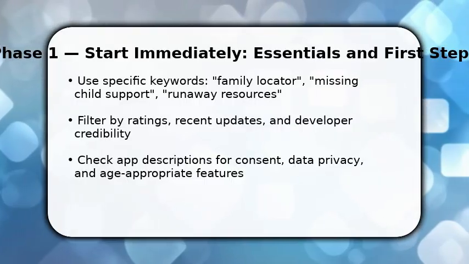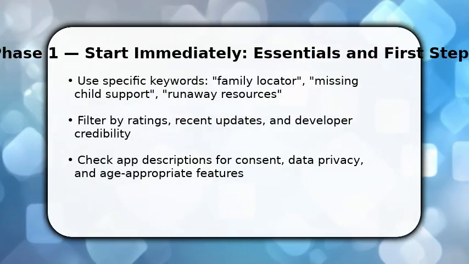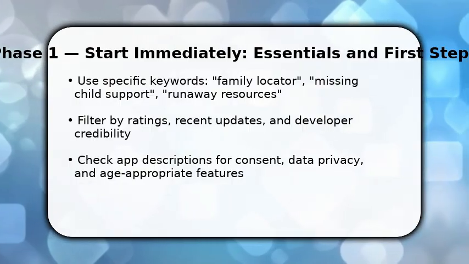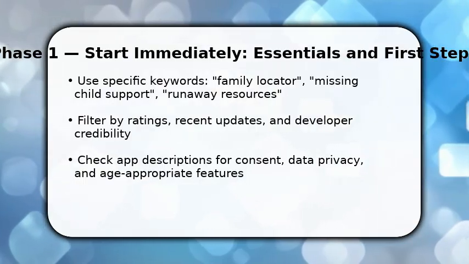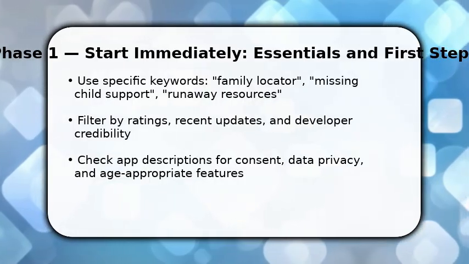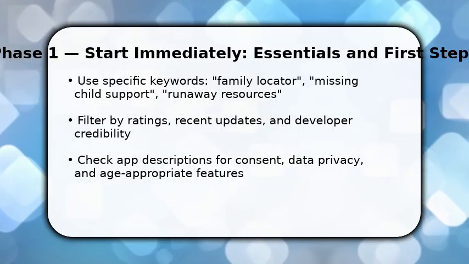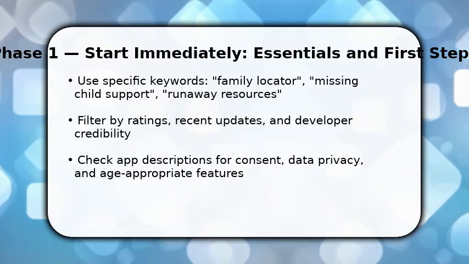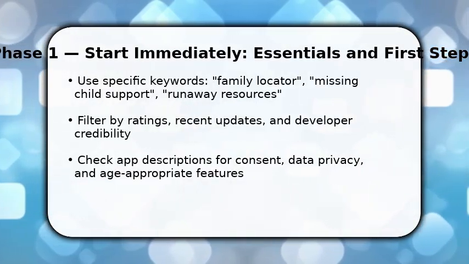You begin by searching the App Store with focused keywords like Family Locator and Runaway Resources so you find relevant tools fast. Once done, make sure to filter by ratings and recent updates to avoid abandoned apps, and review the developer info for credibility. You should scan descriptions for explicit consent, privacy policies, and age-appropriate features. This explains how the app works and why it's safe. Act now, but prioritize legality and consent before any tracking or sharing features are used.